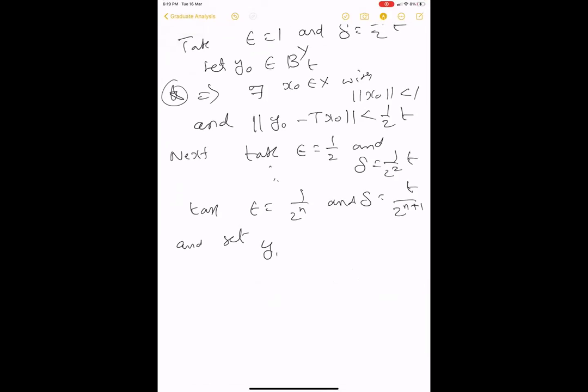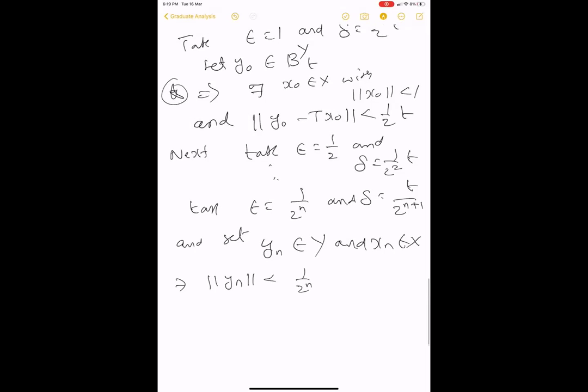You get a sequence yn in Y and xn in X such that norm of yn is less than 1 by 2 power n times t, and norm of xn is less than 1 by 2 power n. And you define yn plus 1 to be yn minus t xn. See, in the next stage, I'm going to a smaller epsilon. Initially I have taken epsilon equal to 1. Then I am taking 1 by 2, then 1 by 2 cube. I go on like this.